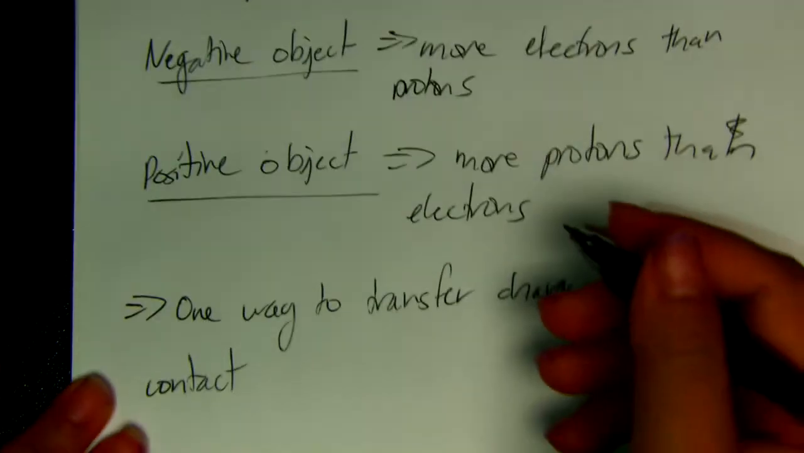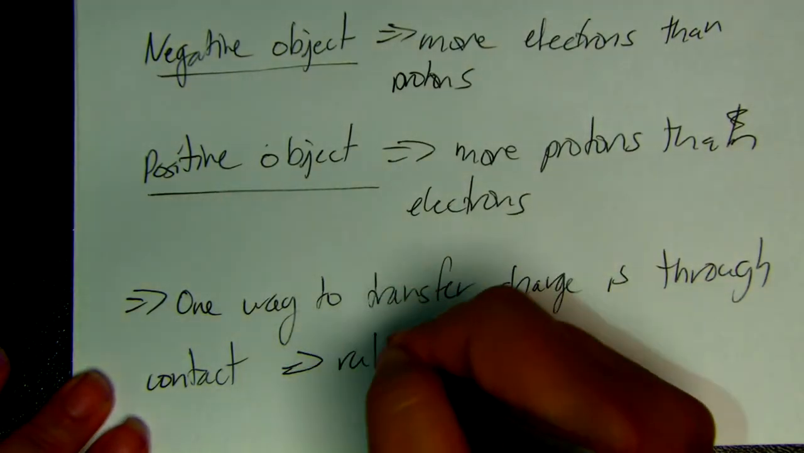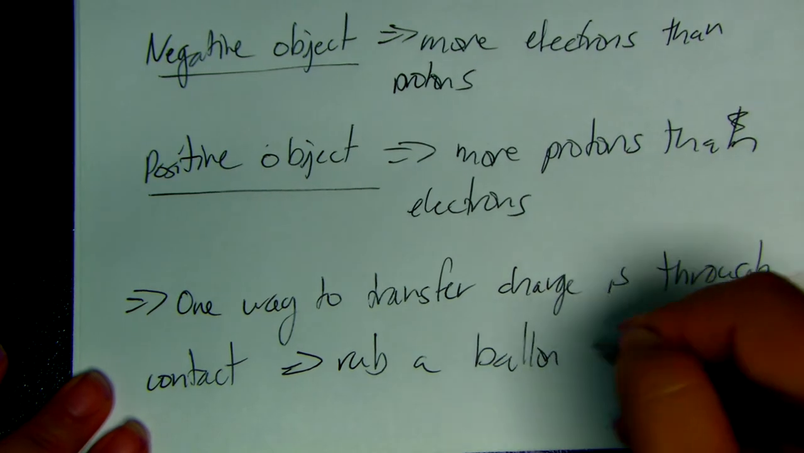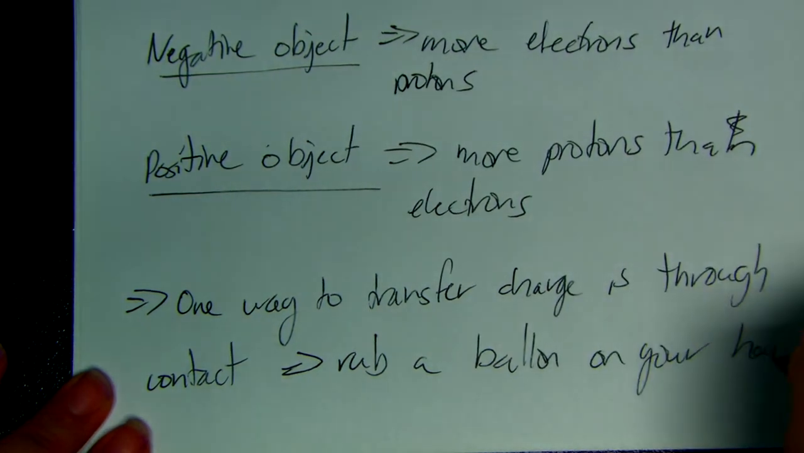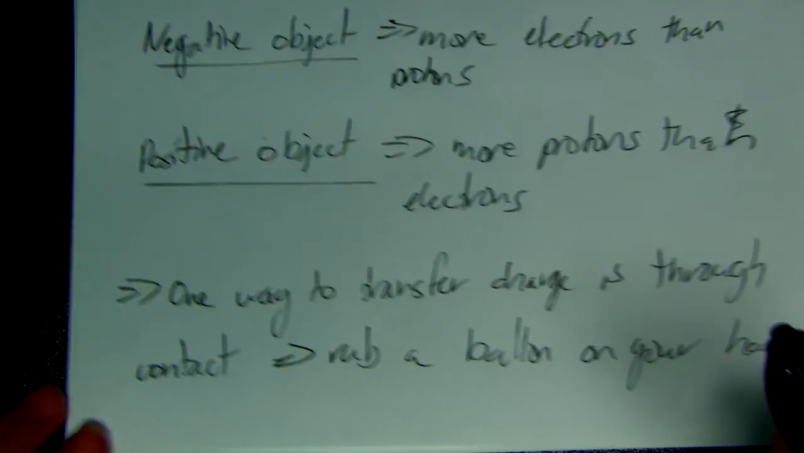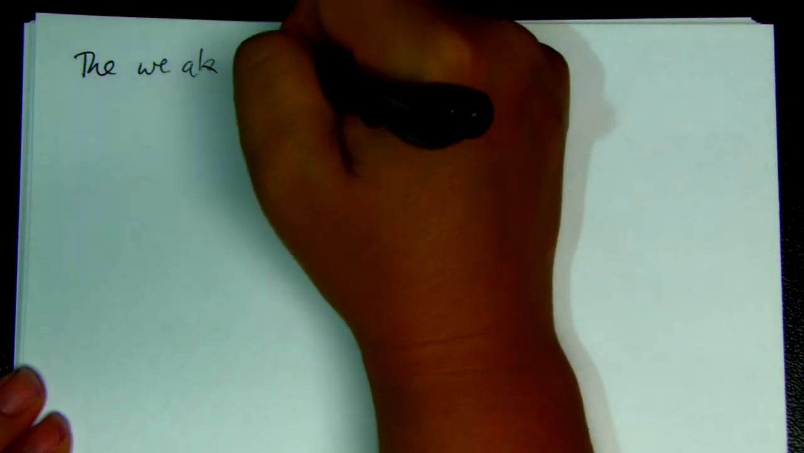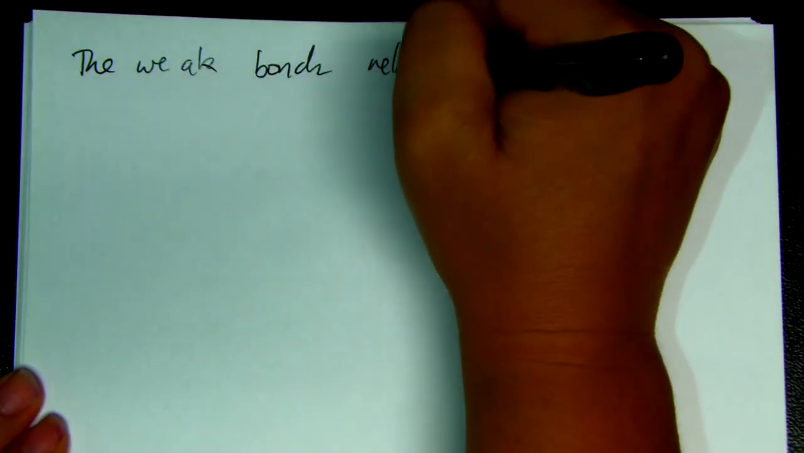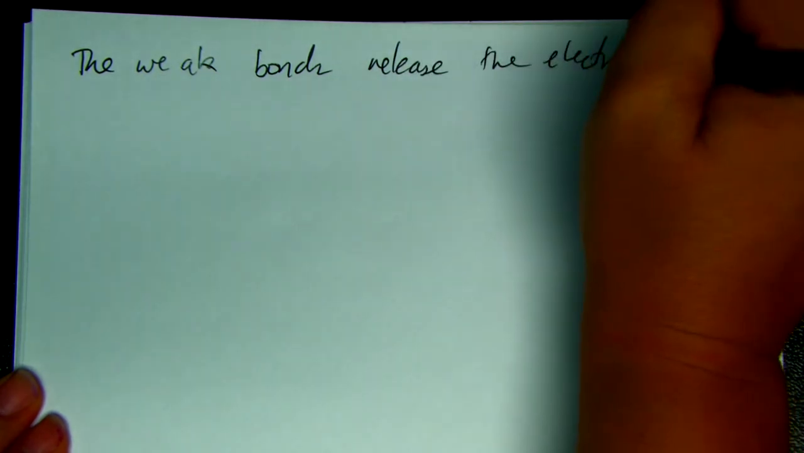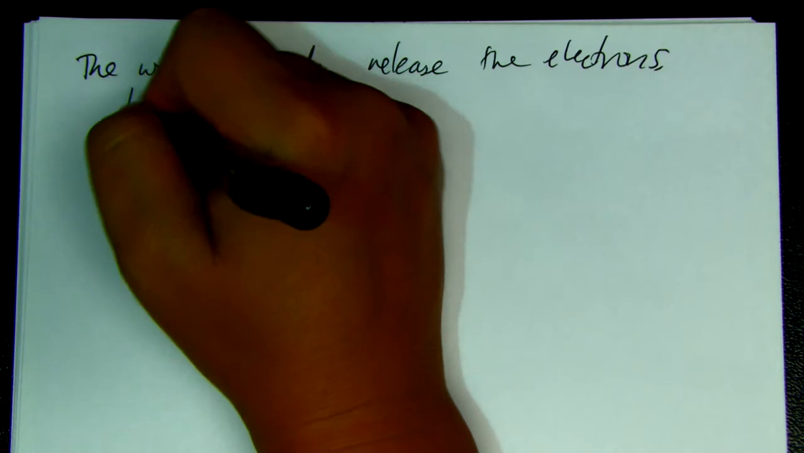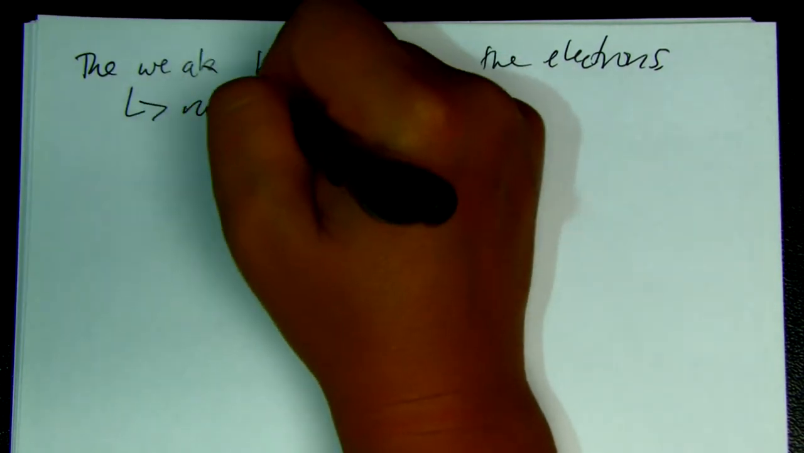So that's where you, for example, rub a balloon on your hair. And you're transferring charge from one object to another, and you see the results. Essentially, what you're doing when you're doing a contact charge distribution through rubbing is that weak bonds release the electrons. And rubbing produces more points of contact.